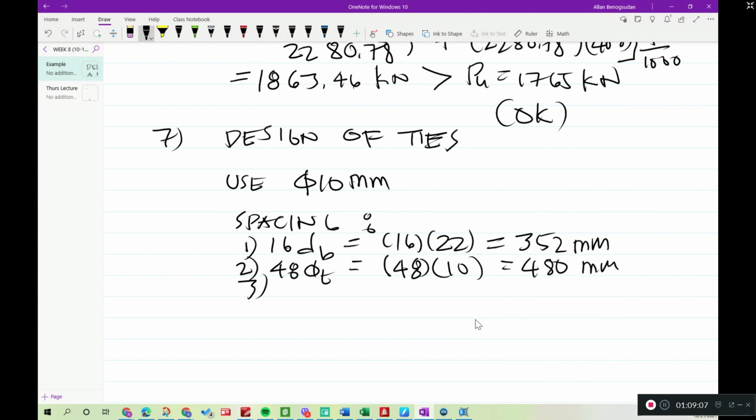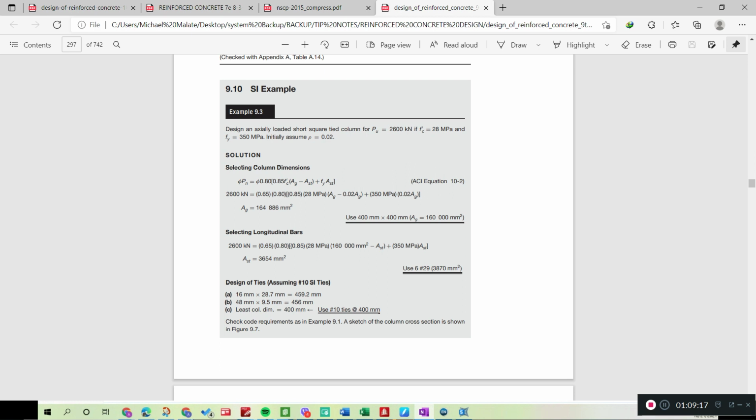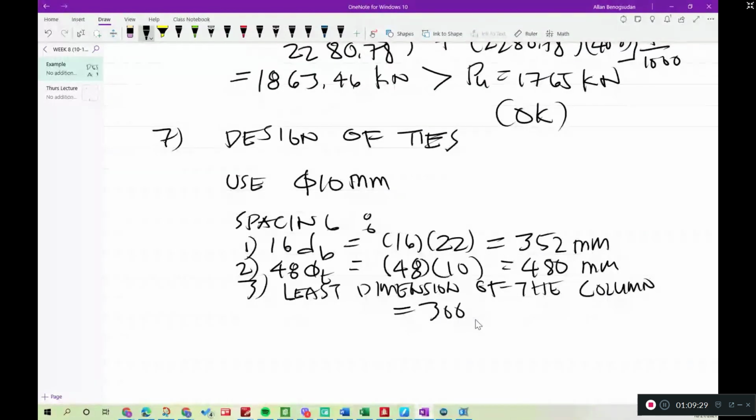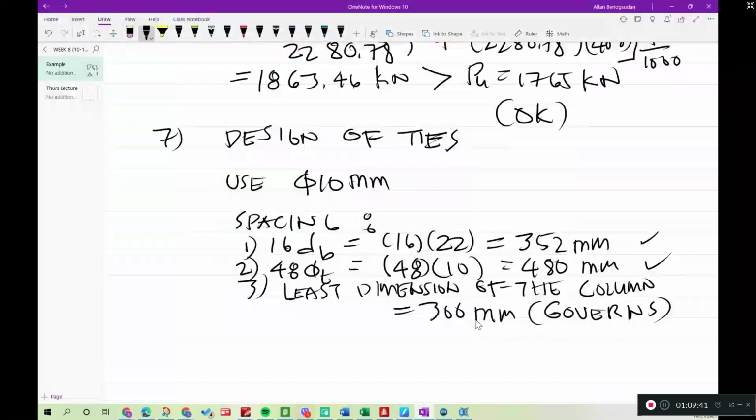Then number 3, you have the least dimension of the column. So you have 300 mm, that is the one given. So this one is the smallest, and of course this one will govern.